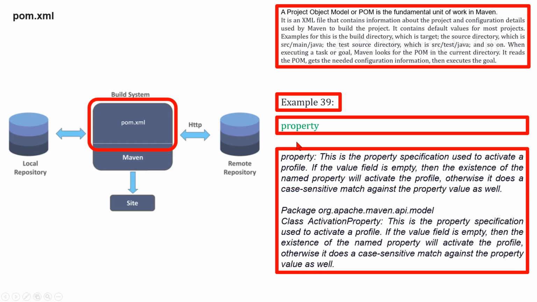Property. This is the properties specification used to activate the profile. If the value is empty, then the existence of the named property will activate the profile. Otherwise, it does a case sensitive match against the property value as well. With regard to the API, the class Activation Property in package org.apache.maven.api.model.